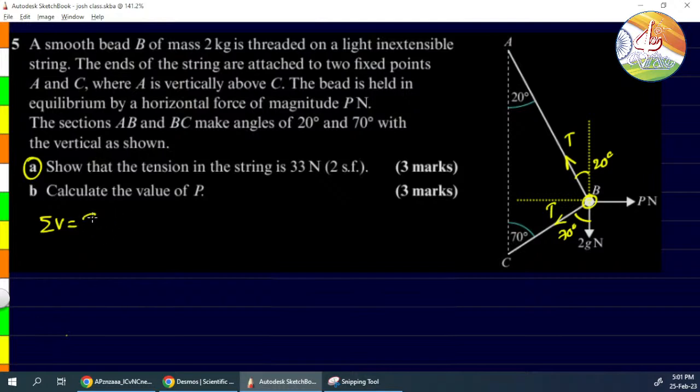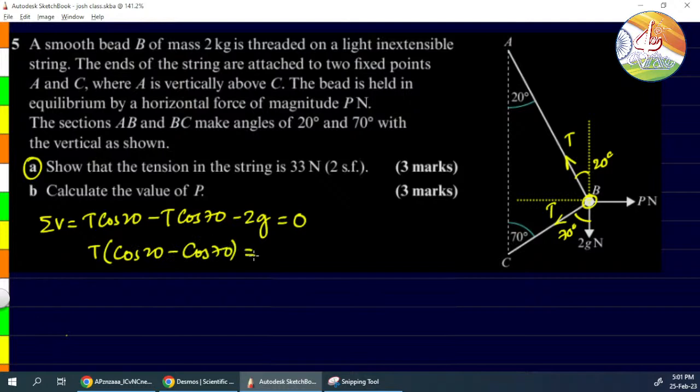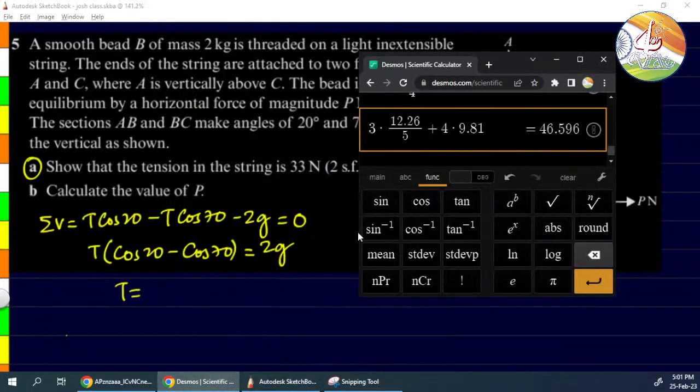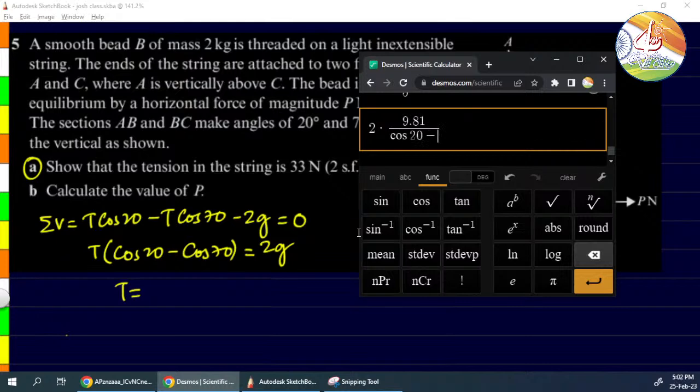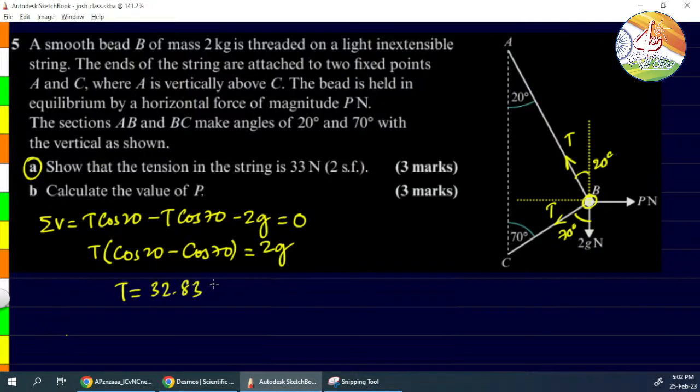So now find all the components. Vertical component of upper T is T cos 20. Then vertical component of lower T is minus T cos 70. And then weight is minus 2g. Correct? P will not have any vertical component. This total should be 0. So find the value of T. T will come out common. T times (cos 20 minus cos 70) equals 2g. So tension T will be equal to 2 into 9.81 divided by (cos 20 minus cos 70). That gives us 32.83 newtons. So the first bit is solved. This is the answer to A bit.